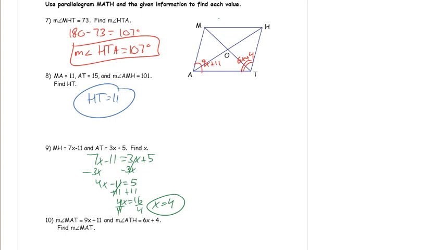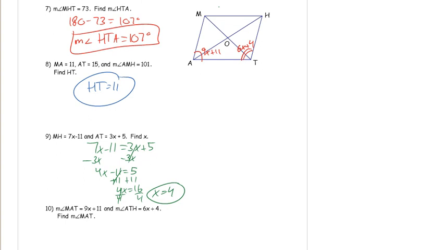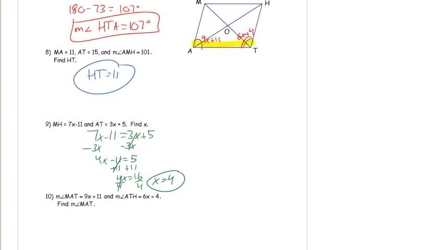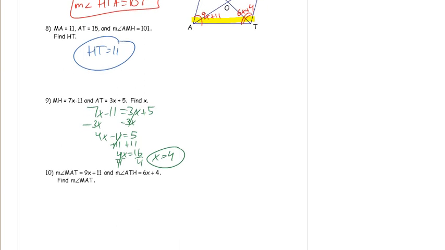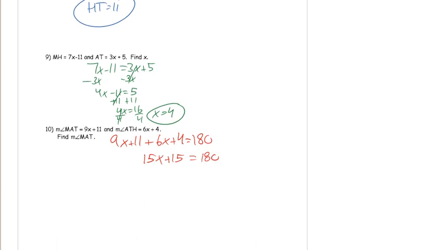Well, the only way I can find the measure of MAT is if I know x. Well, we know that these two angles are consecutive angles. Consecutive angles create supplementary angles. In other words, they add up to 180. So we're going to set up 9x plus 11 plus 6x plus 4 equals 180. So we have 15x plus 15 equals 180. So we have 15x equals 165. Divide by 15. We get x is 11.